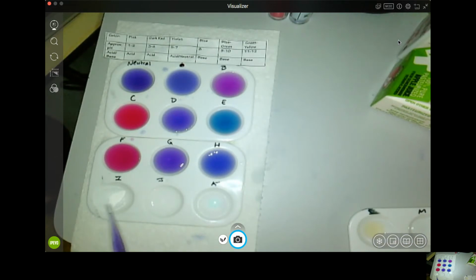We're going to do I, which is baking powder. There is a difference between baking powder and baking soda. We'll have to let this one set a second though, because again, it's a powder and it's going to fizz up a little bit.